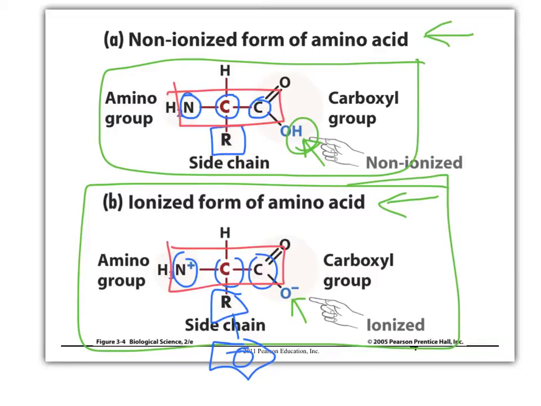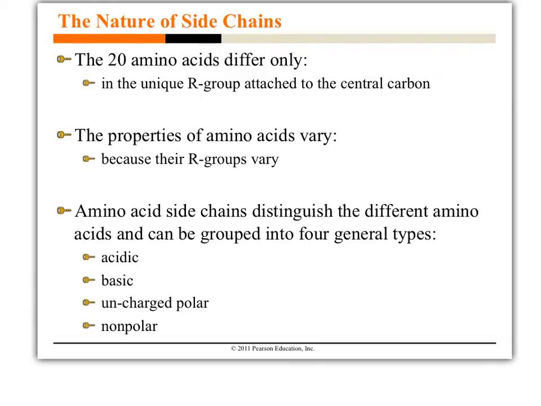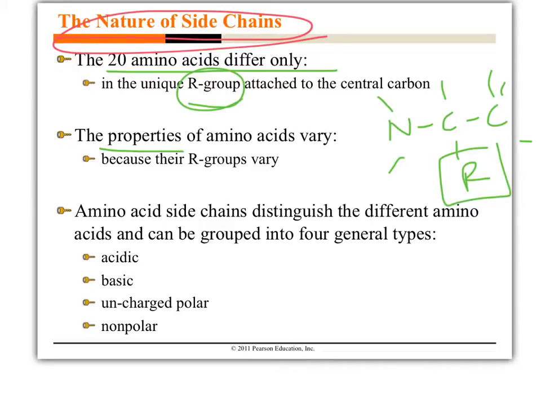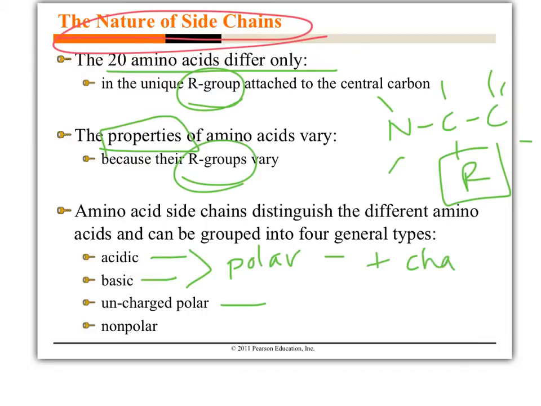Then what kind of amino acid is it? So how do we know what amino acid it is? We look at the side chains. The 20 amino acids only differ in the R group. Every single amino acid is NCC with just this R group that's different. All the other stuff on here is exactly the same. Okay, so the properties of the amino acid, what they're like, what their category or characterization is all about that side chain. They can be acidic, basic, uncharged, polar, right?